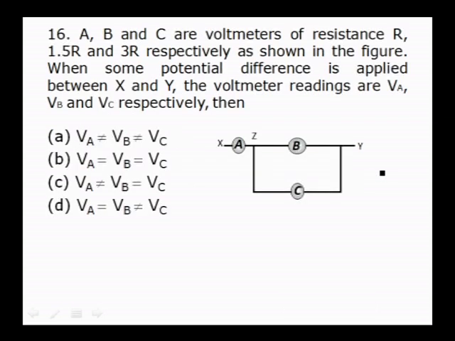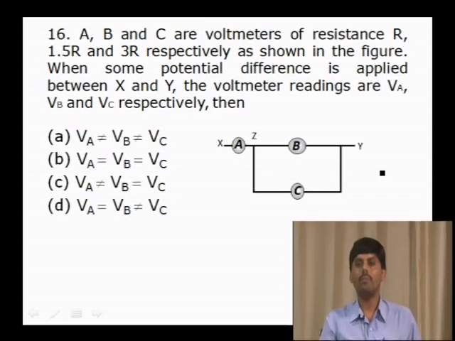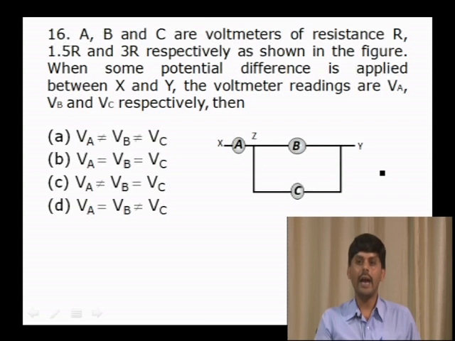Question number 16. A, B, C are the voltmeters of the resistance R, 1.5R and 3R respectively, as shown in the figure. When some potential difference is applied between X and Y, the voltmeter readings are VA, VB and VC respectively. Then option A, VA not equal to VB not equal to VC. Option B, VA is equal to VB is equal to VC. Option C, VA not equal to VB is equal to VC. Option D, VA is equal to VB not equal to VC.